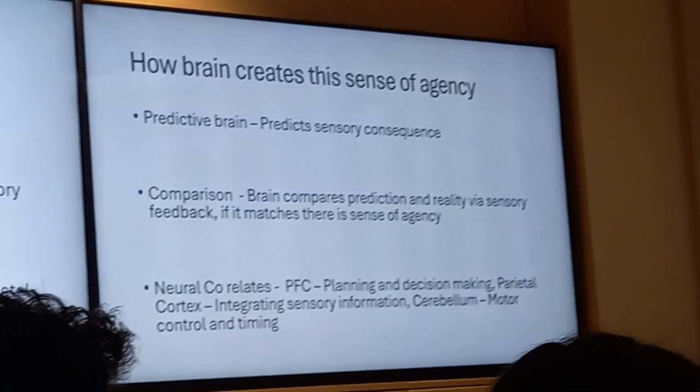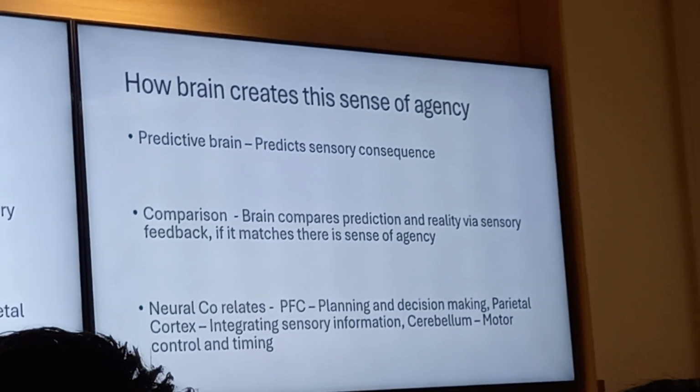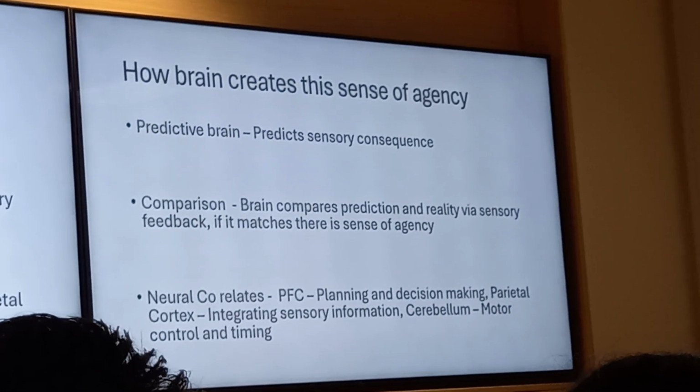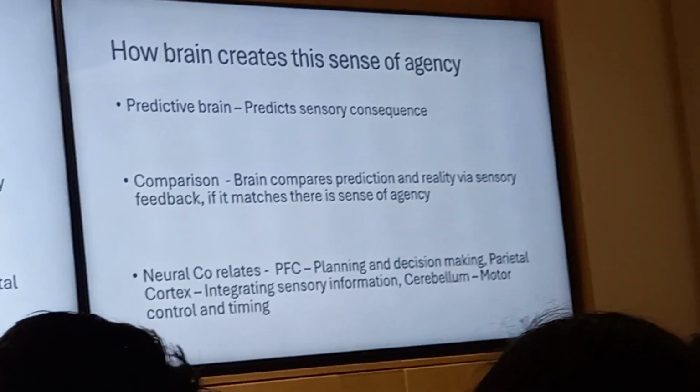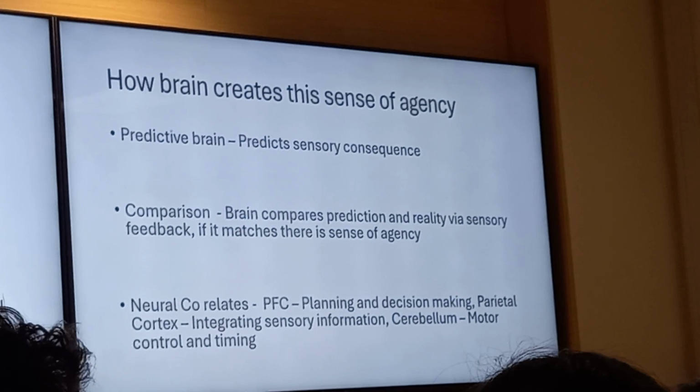So how does the brain do this? First is predictive: the brain predicts the sensory consequence. Okay, what's going to happen? Then the brain compares prediction and reality via sensory feedback. If it matches, there is the sense of agency.